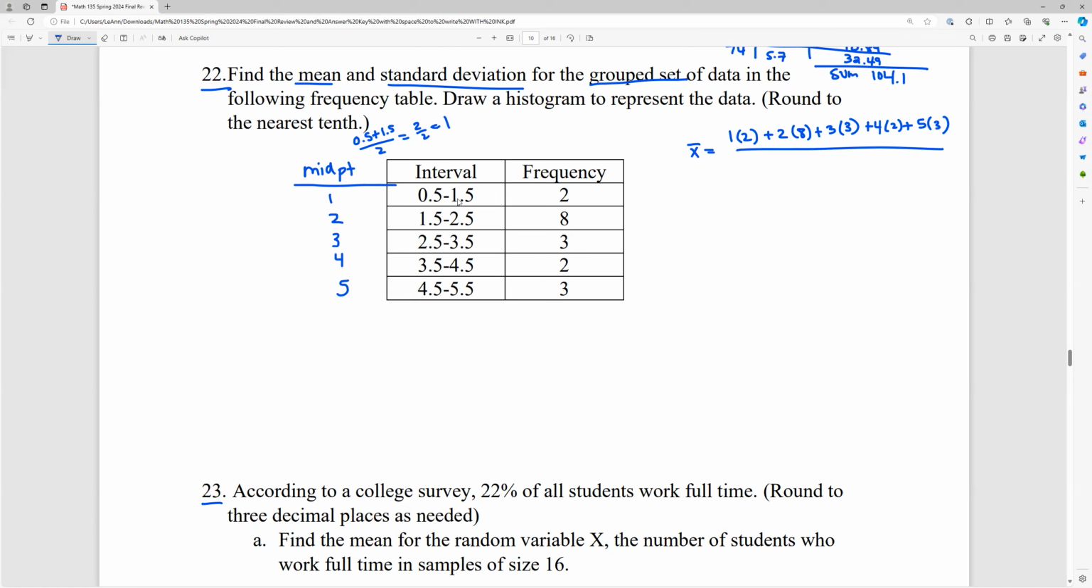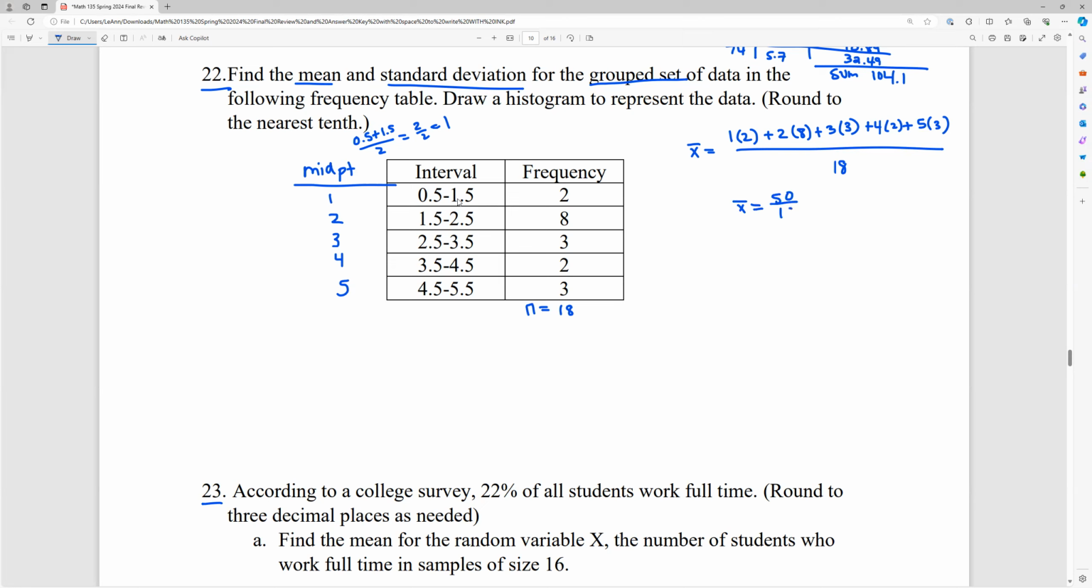Now, what you divide by is not just I have 5 rows here. It is how much frequency do we have? That's our N. So that's 10, 15, 16, 17, 18. There's 18 values here. So we're going to divide by 18. So we get our calculator out. You're going to have, let's see, that's 2 plus 16 plus 9 plus 8. You can obviously type it out with all the multiplication if you want, and plus 15. So my numerator is going to be 50.